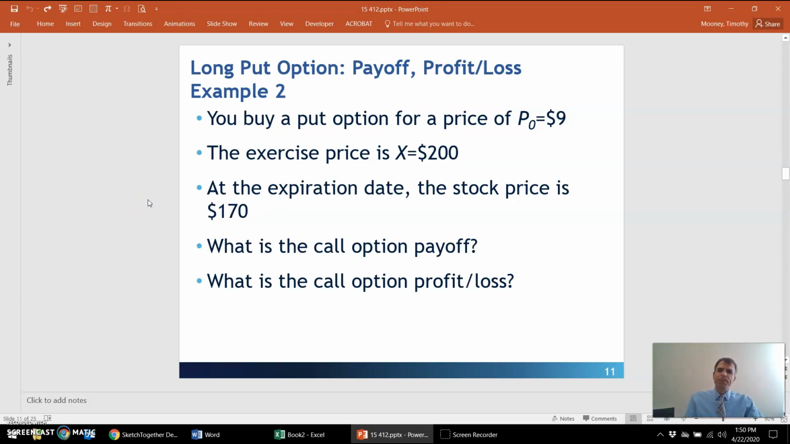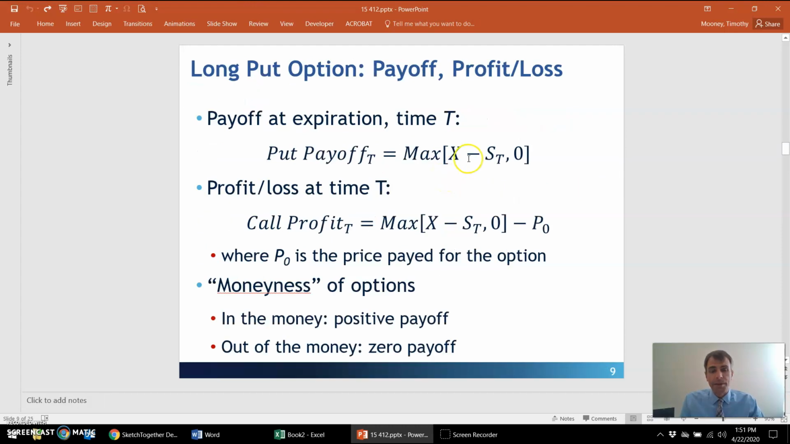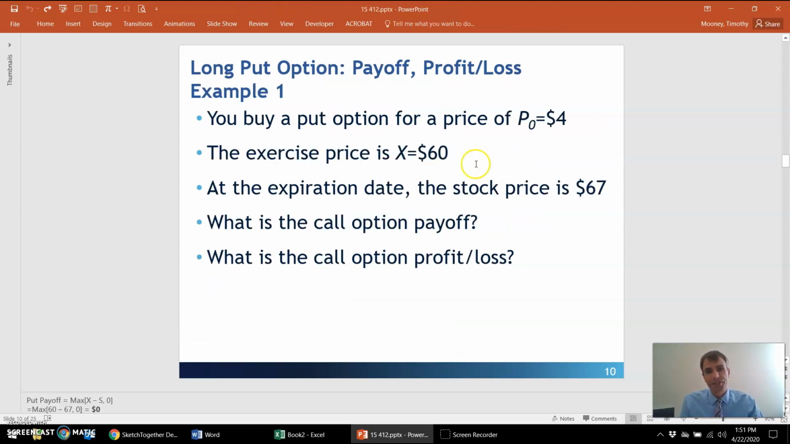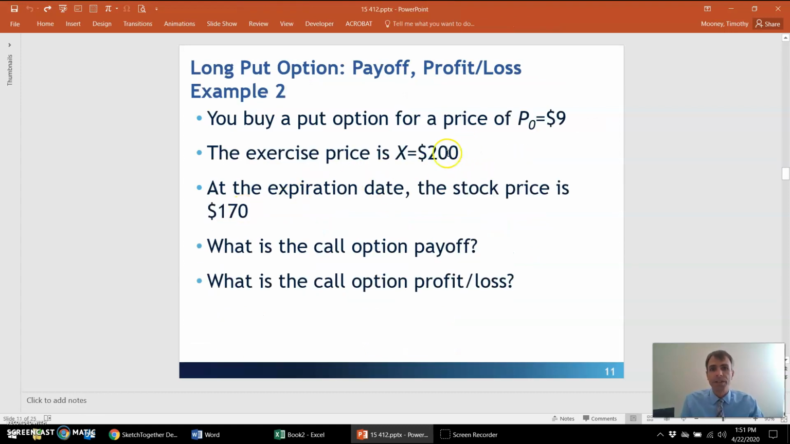One more example. Suppose we own a put option and we paid $9 for it. Here's the strike price. If the stock price is less than the strike price on expiration date, then the payoff would be $30. I have the option to sell something for $200 that's worth only $170 in the open market right now. So if I buy a share of stock for $170, turn around and sell it for $200 at expiration, I have a payoff of $30.